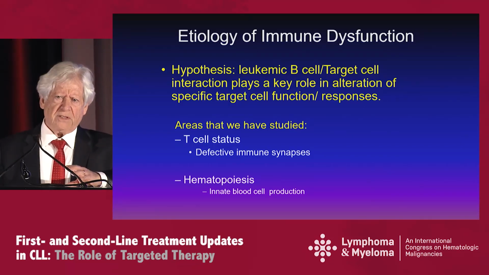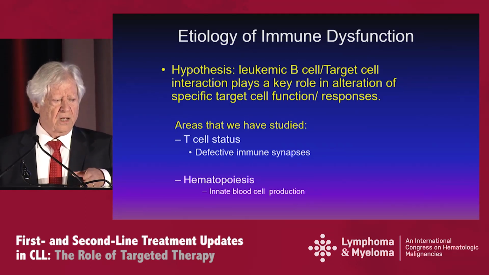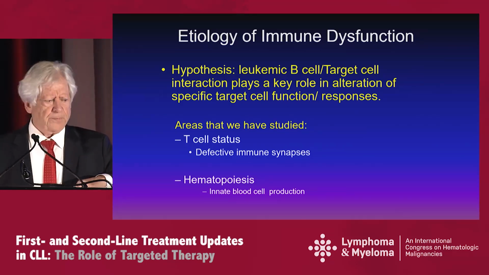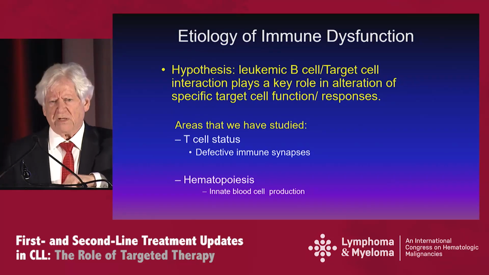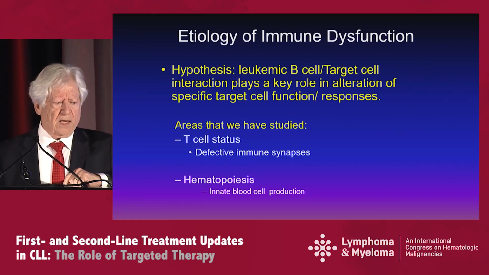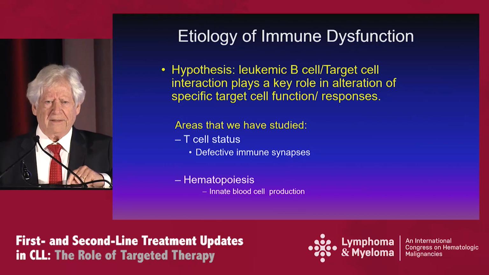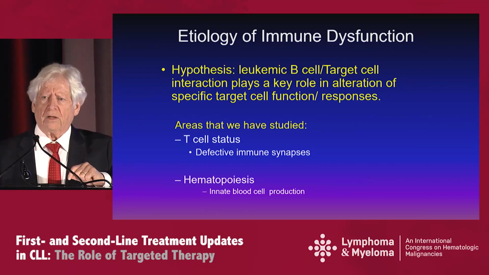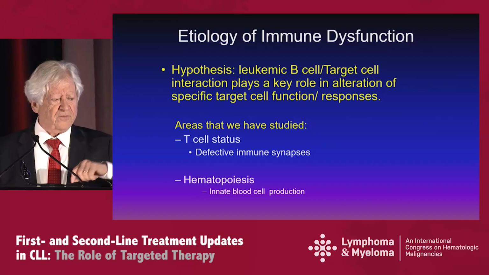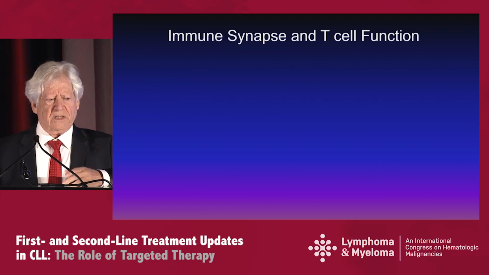The primary hypothesis here is that the leukemic B cell and a target cell interaction plays a key role in the alteration of specific target cell functions and responses. The areas that we've studied more recently include T cell status as it relates to defective immune synapses, and even more recently, what is going on in the bone marrow in terms of hematopoiesis. I'm not talking about the malignant hematopoiesis, I'm talking about normal hematopoiesis, and in particular I'm going to emphasize innate blood cell production. So what is an immune synapse and T cell function?